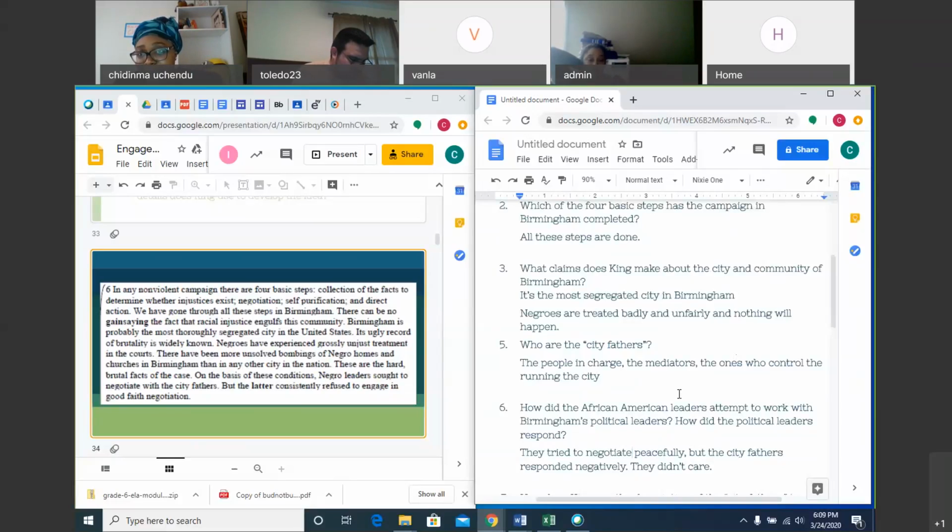They refuse to engage in good faith negotiation. They're not doing basically anything. Okay, and that supports what? That supports what he's claiming, that the Negro community has been going through injustice, like they've been experiencing unjust treatment in courts. Their houses had been bombed, and all those hard, brutal facts that he's talking about in this paragraph. Yep, exactly. The fathers are letting this happen. Like they're doing nothing. They're refusing to see it.